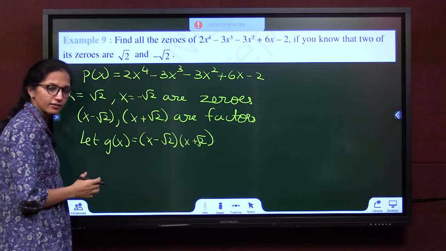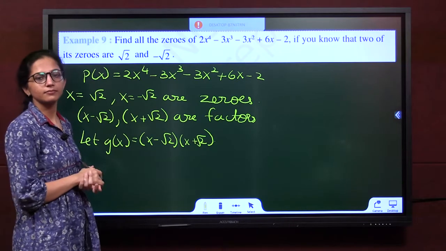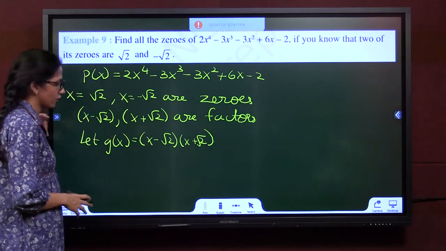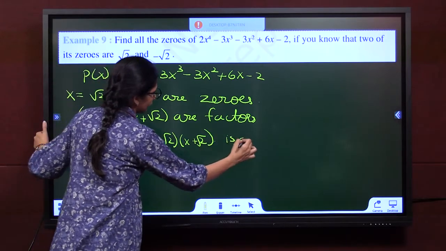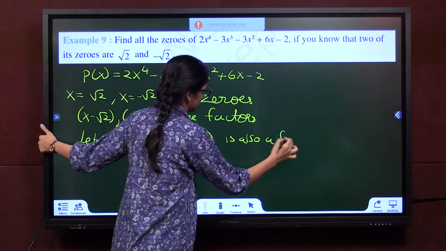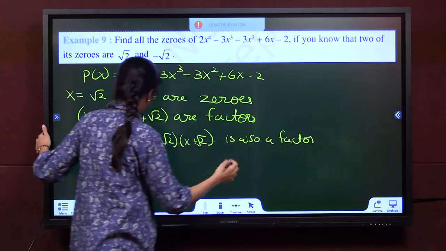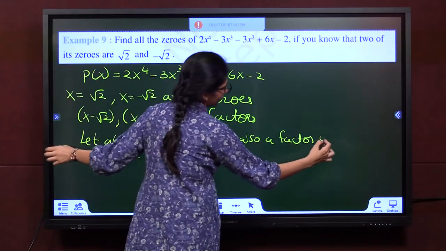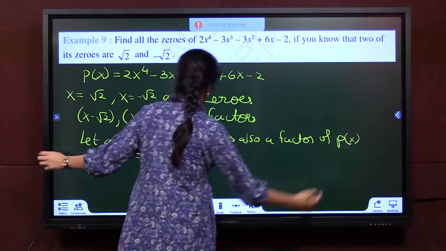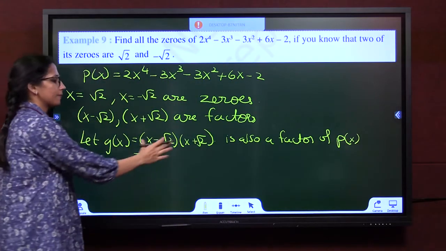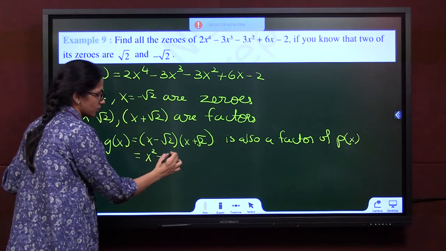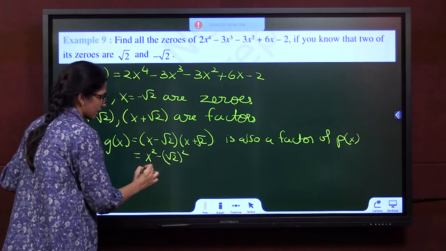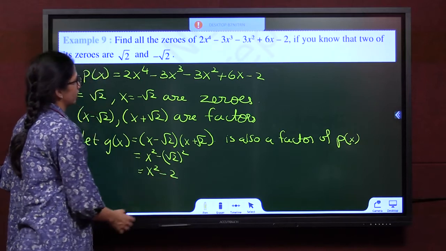It is also a factor? Yes? So, let g of x be this. So, it is also a factor of the given polynomial. So, you can write p of x. Using (a plus b) into (a minus b) equals a square minus b square, we get x square minus root 2 square, which is x square minus 2.